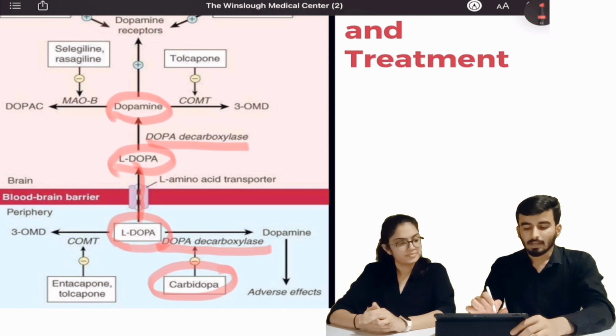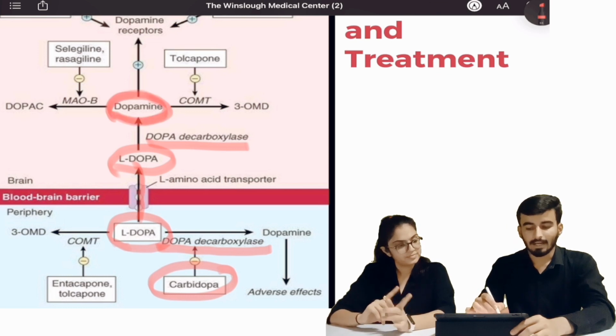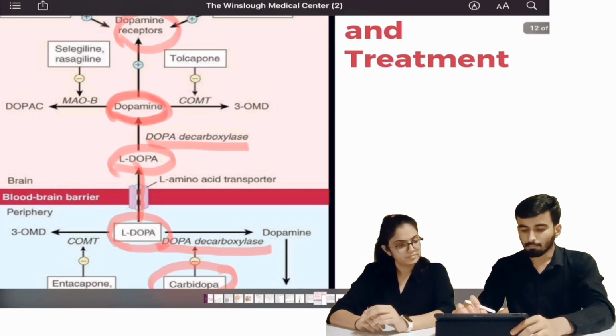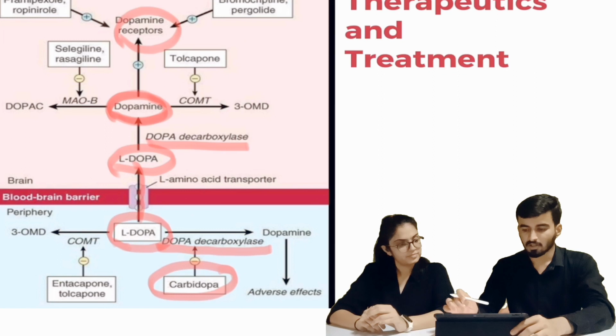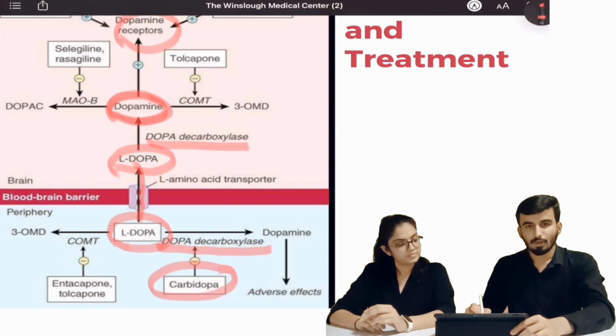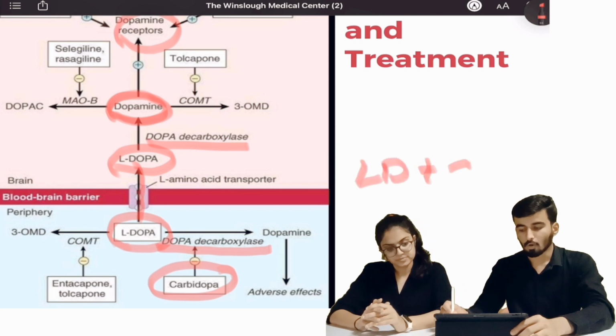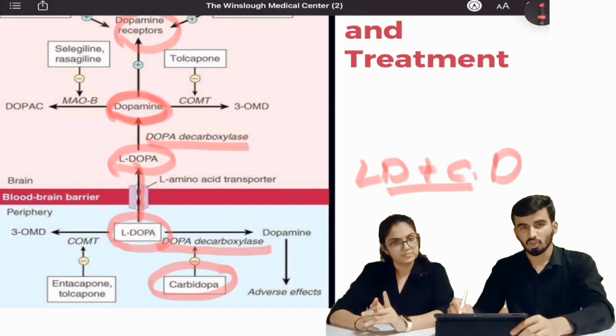So dopamine goes to the brain and acts on the dopamine receptor and the patient has normal movements. This is the main mechanism for the patient, and as I told you, carbidopa is used as a dopa decarboxylase inhibitor. So we generally use the L-dopa with carbidopa combination for this patient.